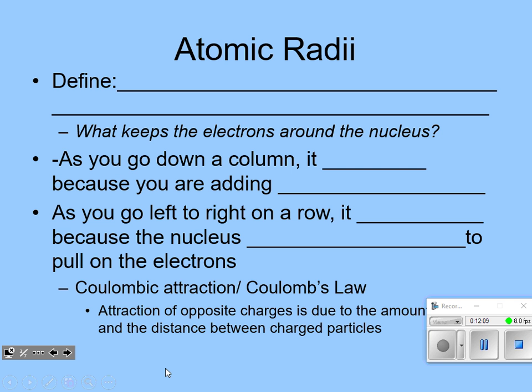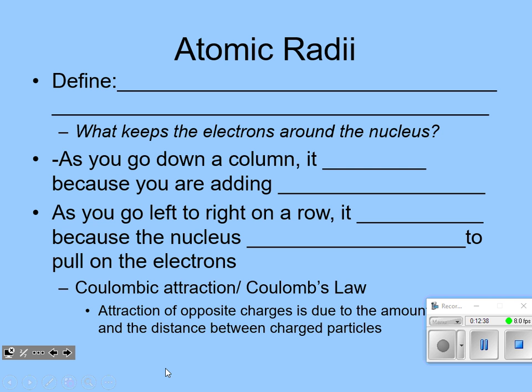I put down an italics point here. What keeps the electrons around the nucleus? Well, what are the electrons attracted to? The protons. The nucleus has protons in it that attracts them. There are two things that are always going to determine these different trends. One is, how many shells do I have? So how many electrons do I have going out? The other is, how many protons do I have in my nucleus?